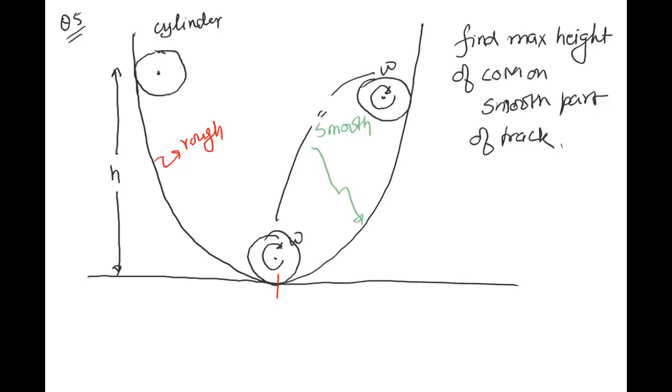Again, try to follow what I'm saying. When the cylinder reaches the bottom point, then the gravitational potential energy has been converted in part into translational kinetic energy and into rotational kinetic energy. Now, when it starts going up the smooth part, the energy again starts to convert into potential energy, but this time the rotational kinetic energy cannot change.